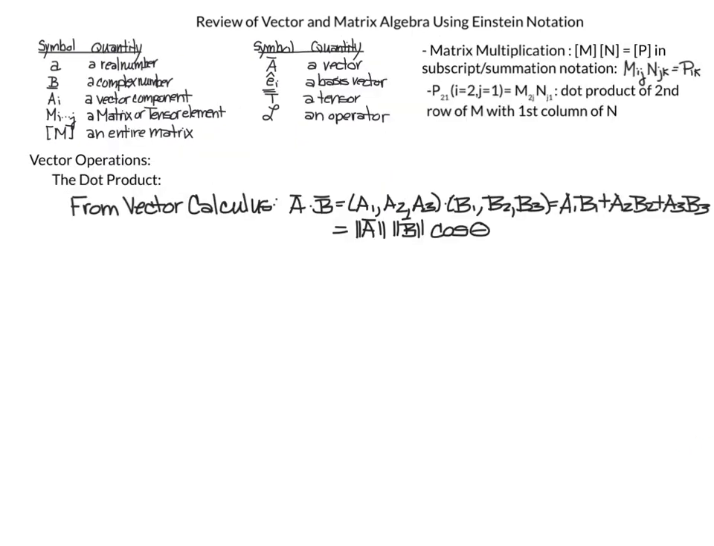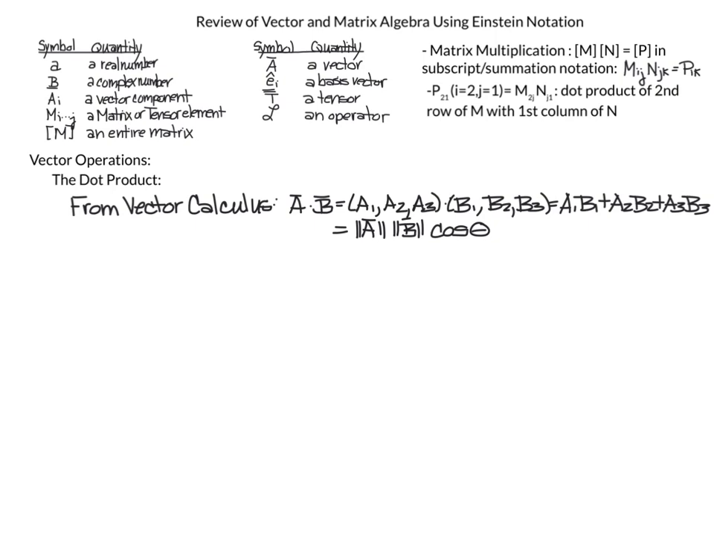And just a quick review of what we had learned about the dot product from vector calculus. So a vector A dotted with a vector B. So let's say it's a three-dimensional vector. So you have vector A, which is A1, A2, A3, and B, which is B1, B2, B3. You would multiply corresponding coordinates and then add them together. So that is A1 times B1 plus A2 times B2 plus A3 times B3.